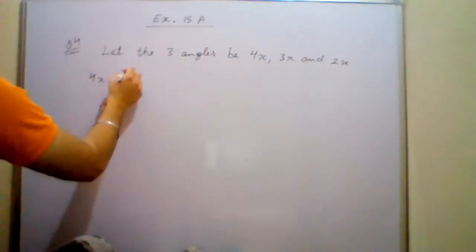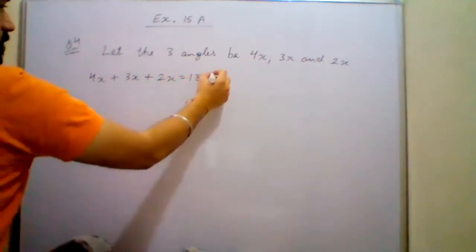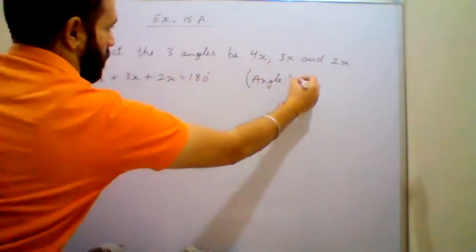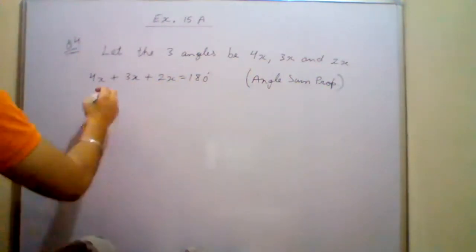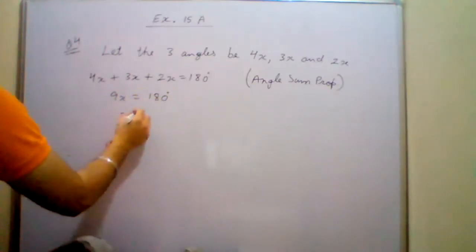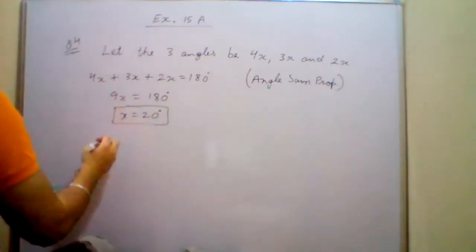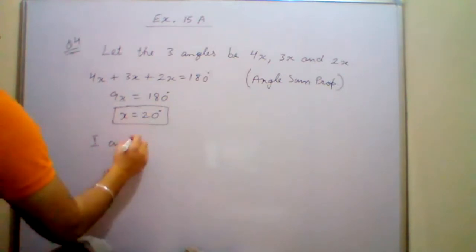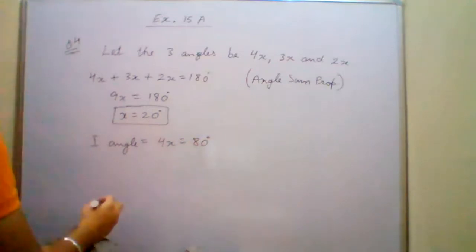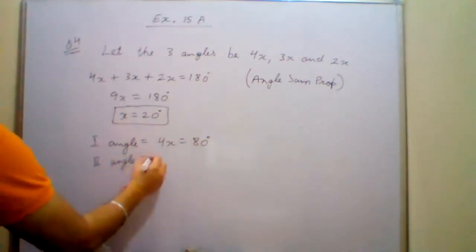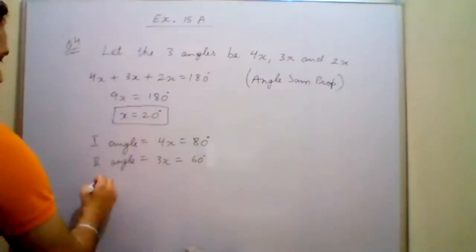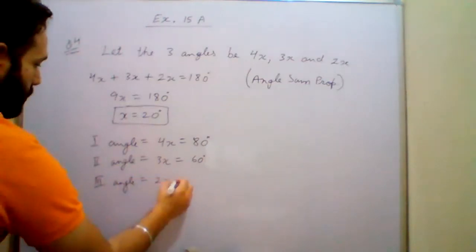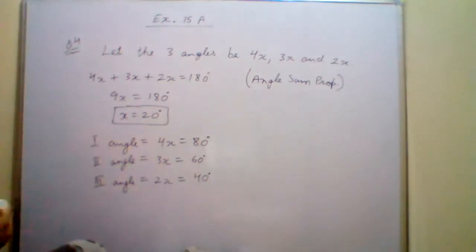Now we can use the angle sum property. According to the angle sum property, sum of all the three angles is equal to 180 degrees. So 9x equals 180, x equals 20 degrees. This is the value of x. Now we can find all the three angles. First angle, 4x, that is 80 degrees. Second angle, 3x, that is 60 degrees. And finally, the third angle, 2x, so this is 40 degrees. 80, 60, and 40. These are the answers. Any doubt, anyone? No, sir.